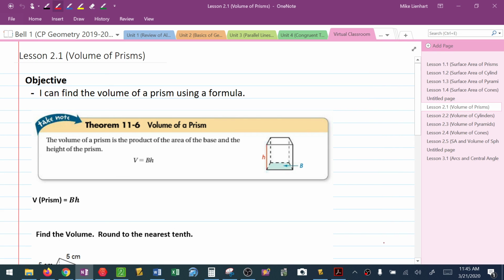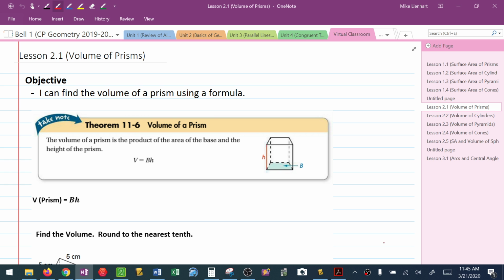This video is about finding the volume of a prism. All right, so remember, first of all, volume is like the amount of space inside of an object. The way I always like to think about volume is I think about the amount of water or the amount of sand that could fit inside of an object.